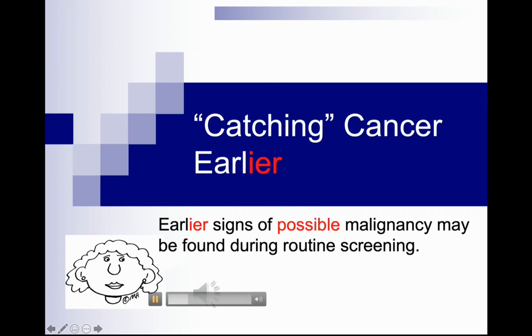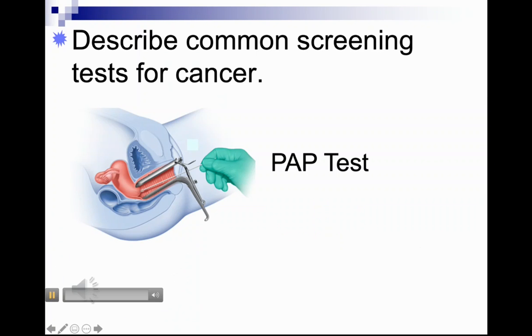Can you catch cancer earlier? Are there earlier signs of possible malignancy that may be found during routine screening? Pap testing is a common screening test for cervical cancer. The cervix opens to the outside, making it available for testing, so that cervical cancer can be diagnosed early.